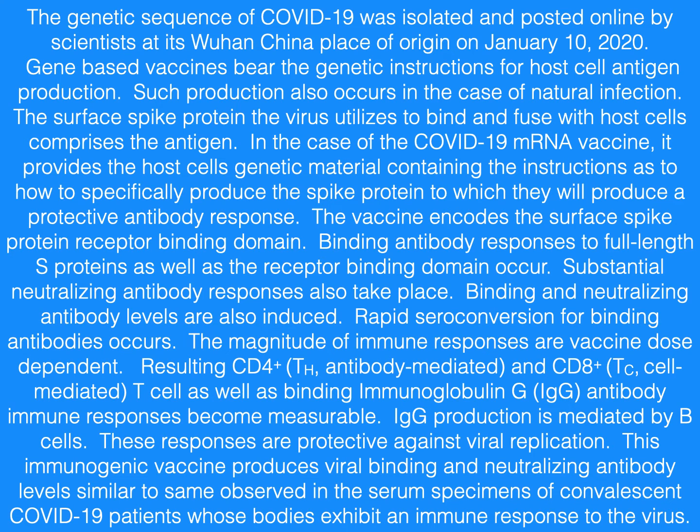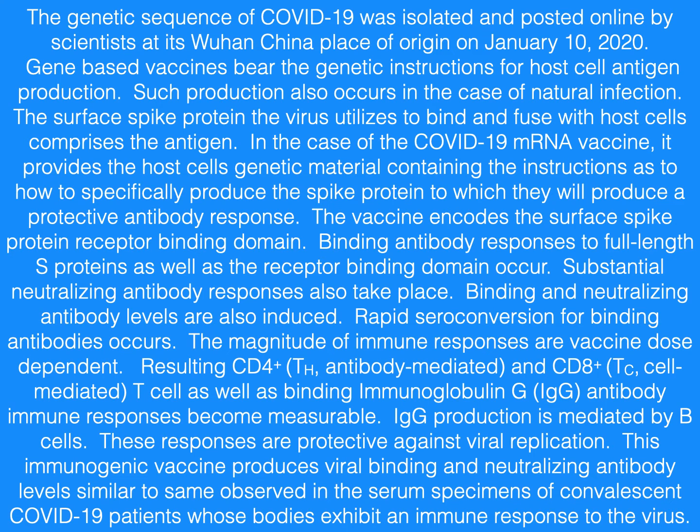Gene-based vaccines bear the genetic instructions for host cell antigen production. Such production also occurs in the case of natural infection. The surface spike protein the virus utilizes to bind and fuse with host cells comprises the antigen. In the case of COVID-19 mRNA vaccine, it provides the host cell's genetic material containing the instructions as to how to specifically produce the spike protein to which they will produce a protective antibody response.